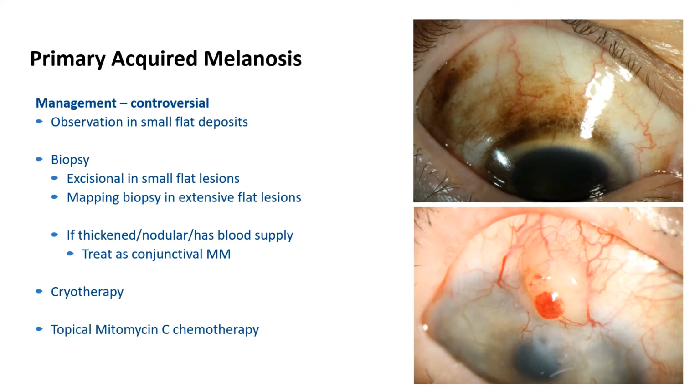Treating PAM is open to little controversy, as it depends how aggressively you should treat the underlying condition against the risks of therapy. At Moorfields, we tend to observe patients where the PAM is relatively small and flat. We always prefer to perform an initial biopsy, just so we know that it is primary acquired melanosis and what degree of atypia.